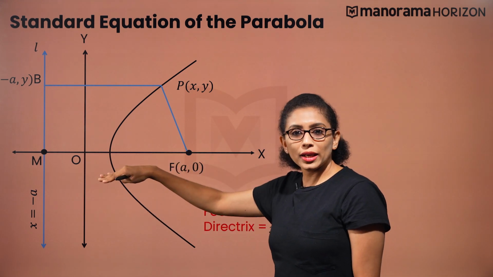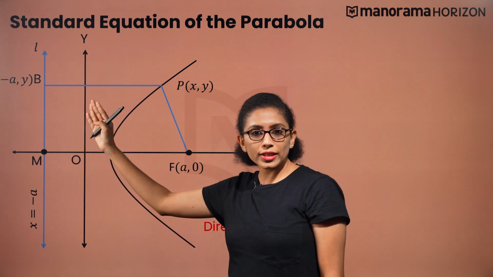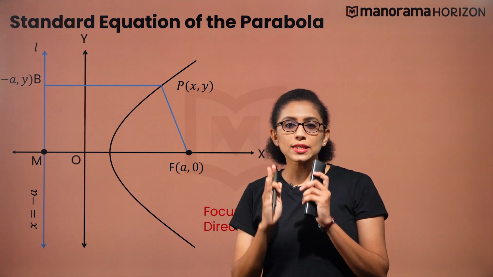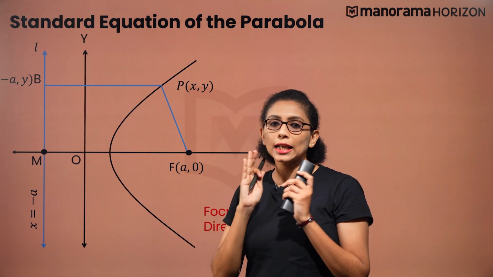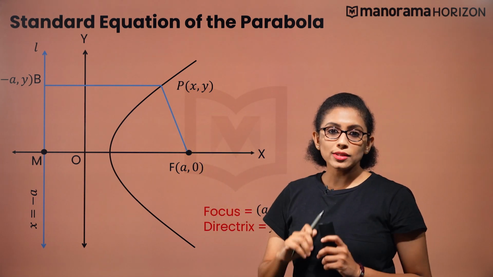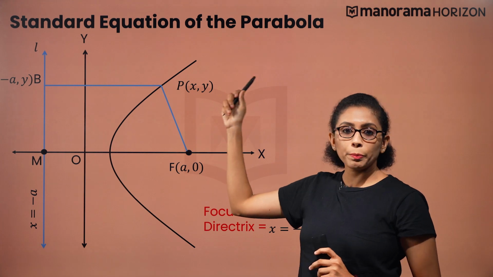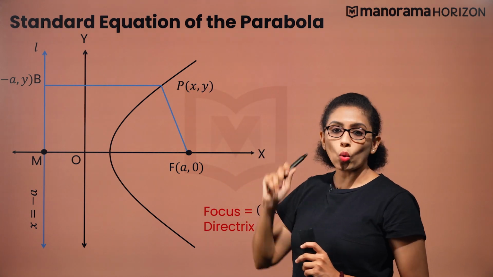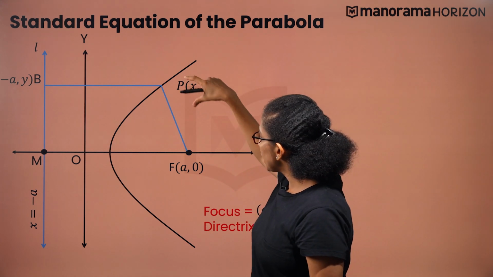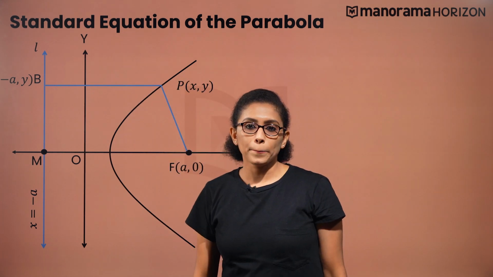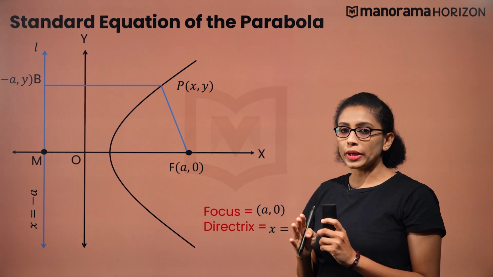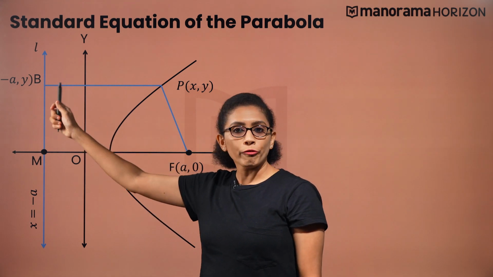Let FM be perpendicular to the directrix and bisected at point O. So the distance between the directrix and the focus is 2a. Now we have to consider another point that is P. Let P with coordinates (x, y) be a point on the parabola such that PF should be equal to PB, where PB is perpendicular to L. The coordinates of B are (minus a, y).